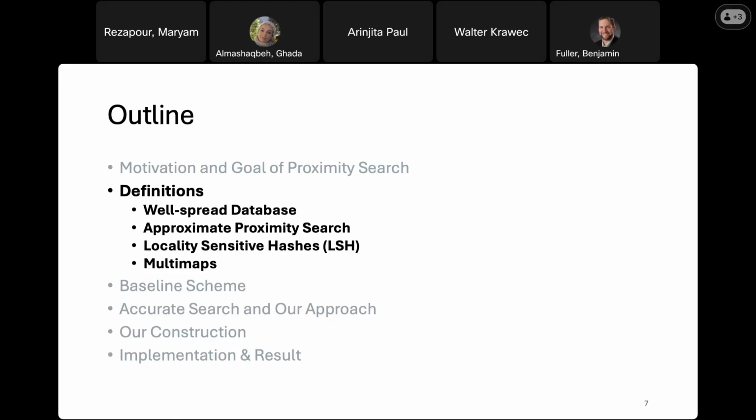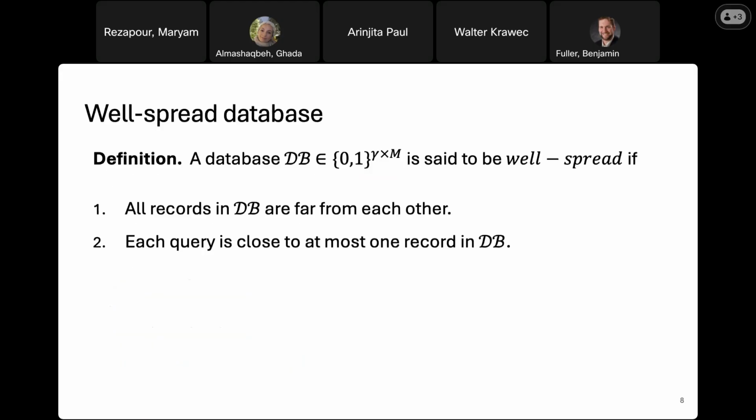Now let's go through some definitions that are important to understand the rest of the talk. We are going to talk about well-spread databases, approximate proximity search, locality sensitive hashing, and multi-maps.